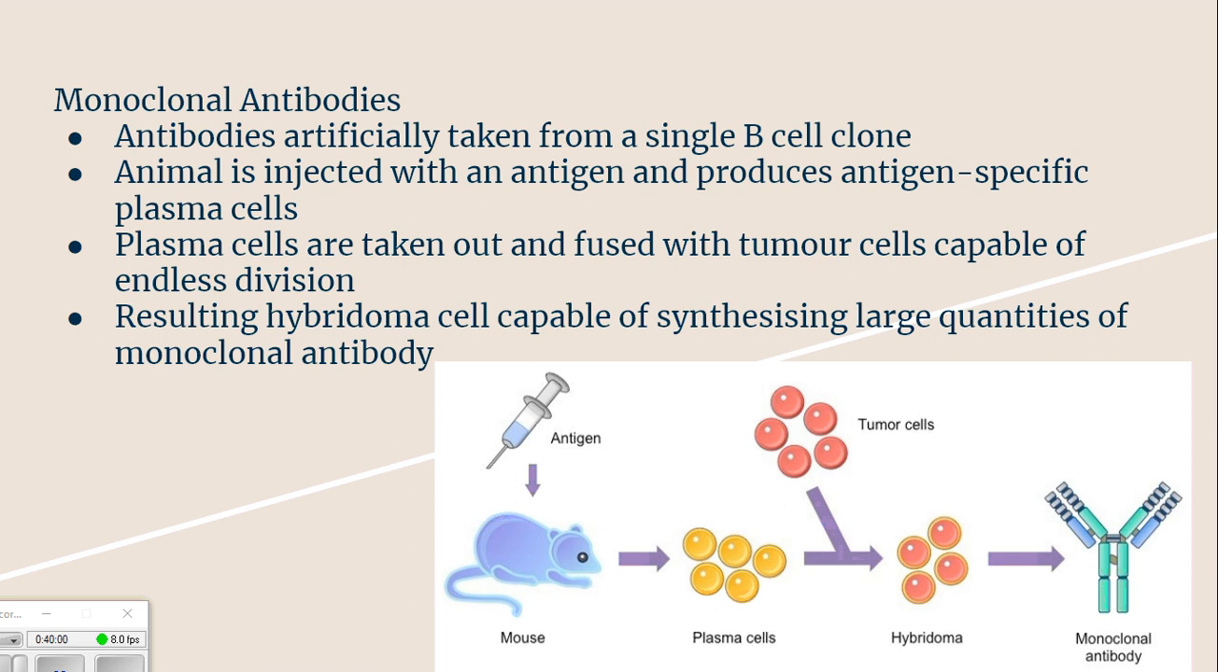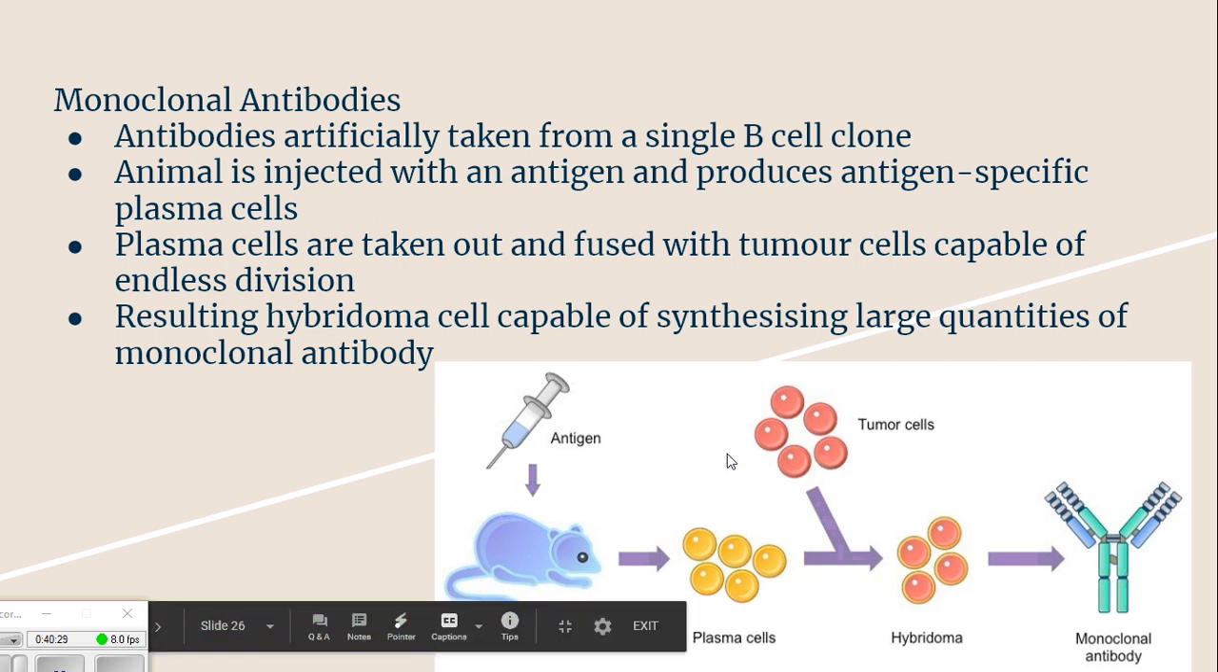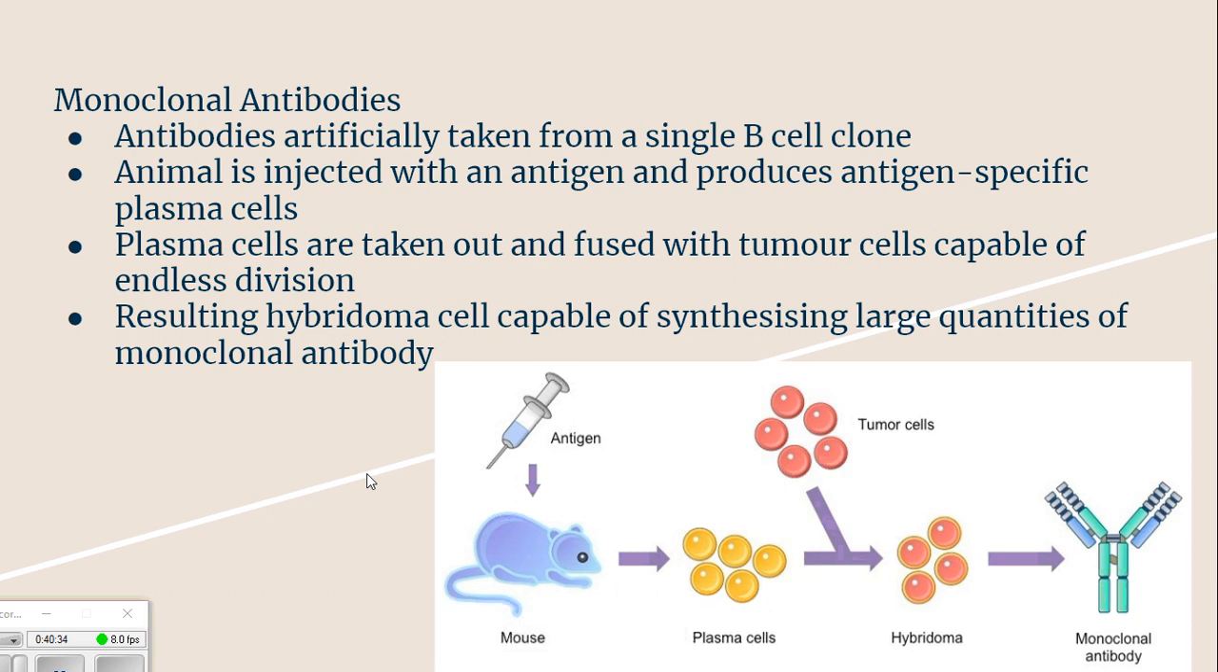The idea of monoclonal antibodies is based on the idea of clonal selection. So if we can identify a single B cell clone that is producing an antibody of interest, we can take that single plasma cell, get it to create clones of itself, and then use those plasma cells to produce large amounts of that specific antibody, and harvest that antibody and use it for what we need to.